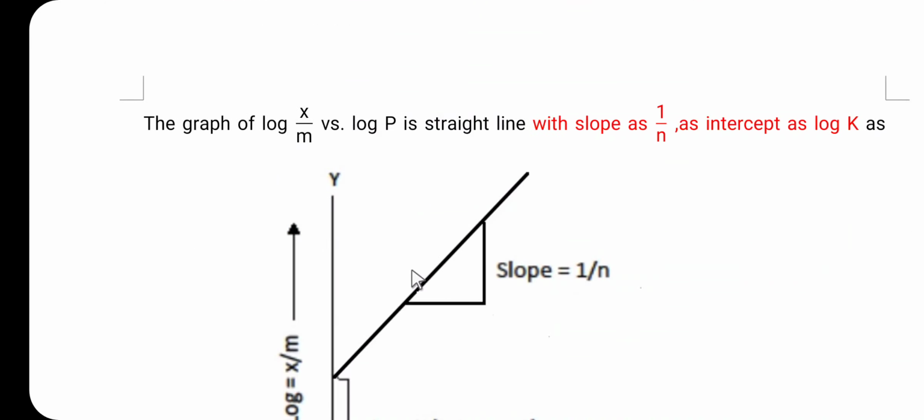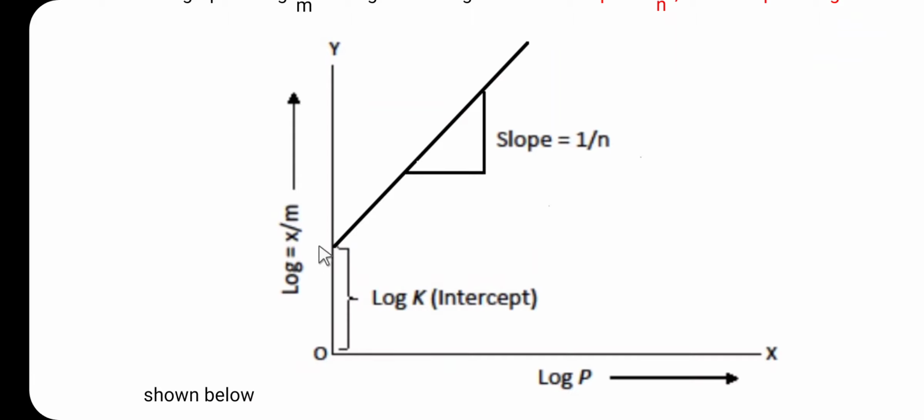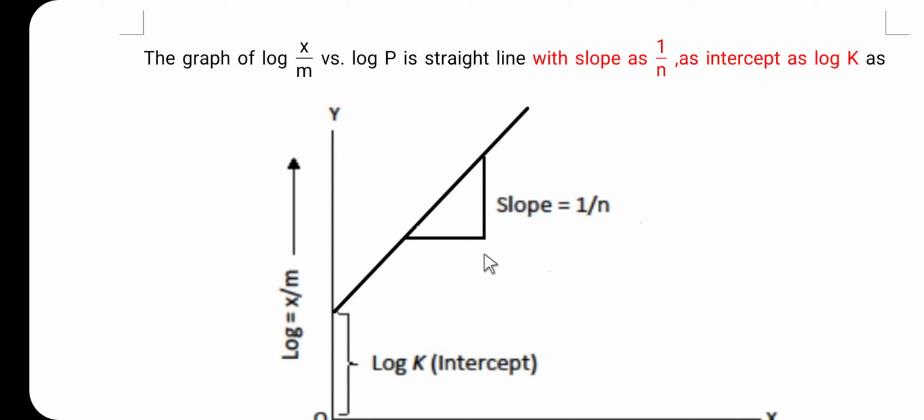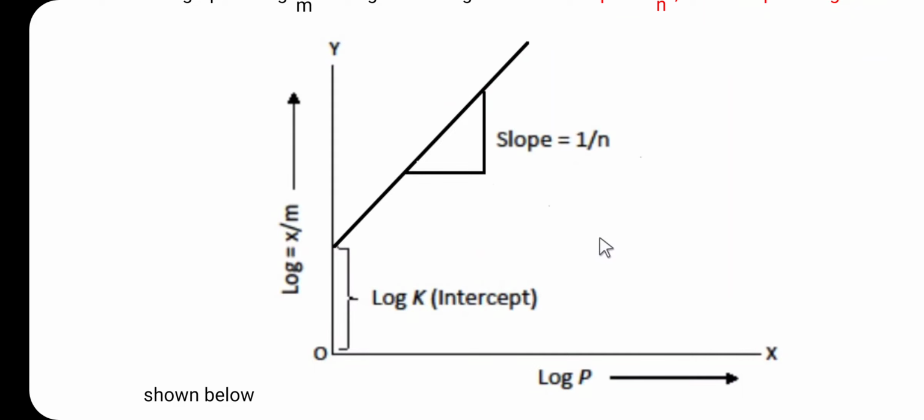So here this is the graph. When we consider the graph of log of x by m versus log of p, this is the nature of the graph, a straight line, and when we calculate the slope of this line, slope is equal to 1 upon n. So from this graph we can find out the value of n. Then the intercept is equal to log k, so from the intercept again we can find out the value of k.